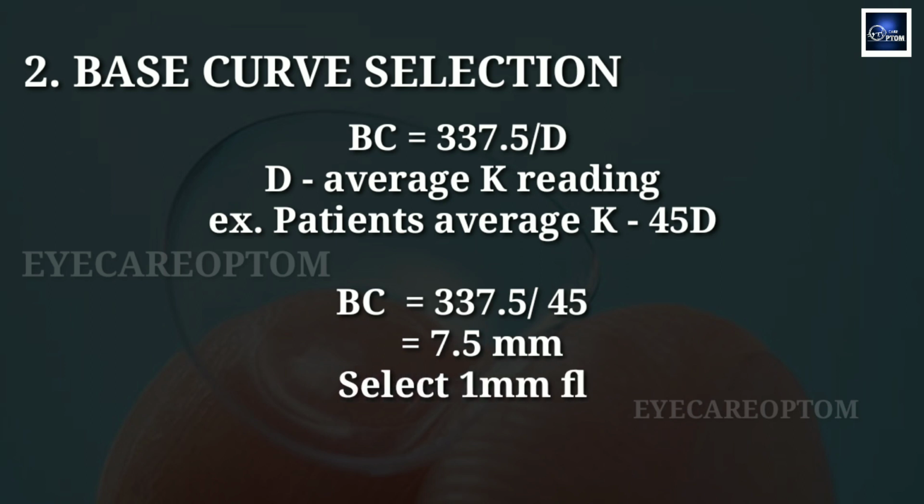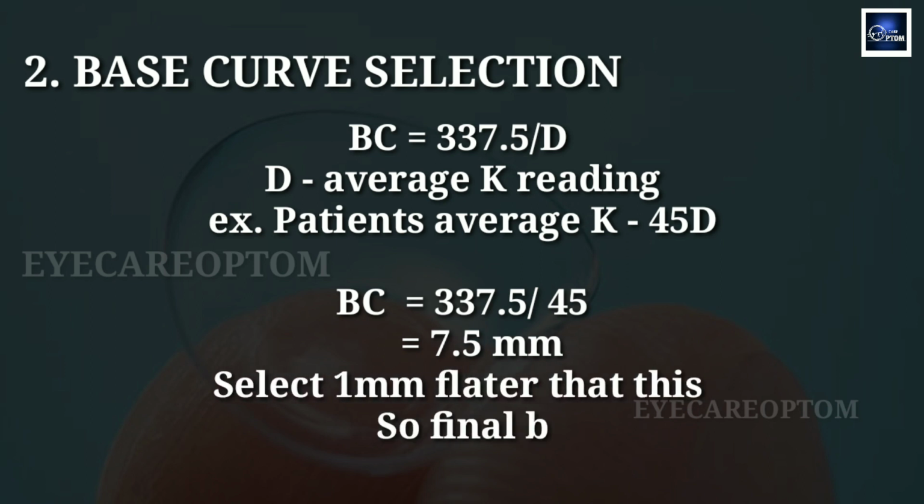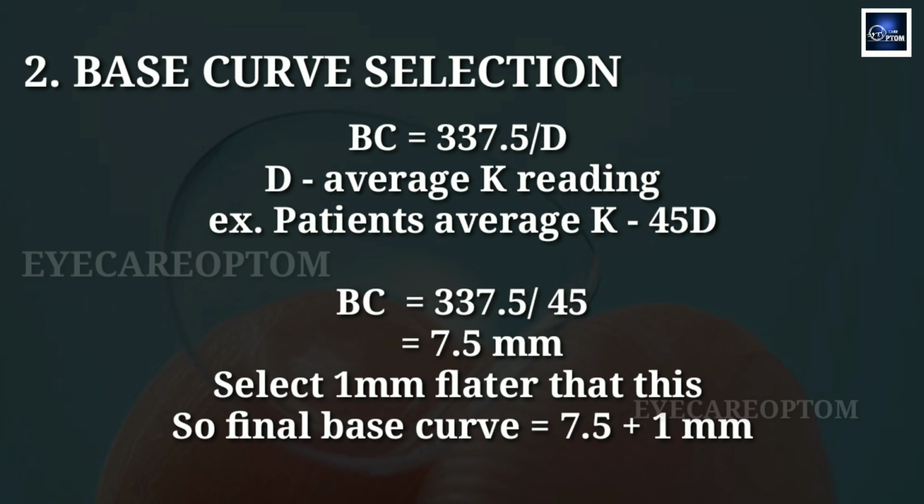If the patient has an average K of 45 diopter, base curve equal to 337.5 divided by 45 will give 7.5 mm. Here we need to select 1 mm flatter than this. So the final base curve of this trial lens will be 7.5 plus 1 mm. It will be 8.5 mm.